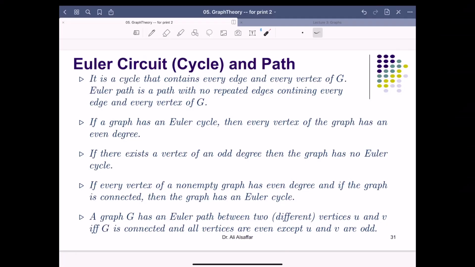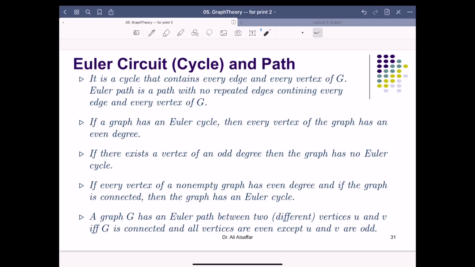Our next topic is Euler circuit or cycle and path. So what is an Euler cycle? It is a cycle that contains every edge and every vertex of G. Now, what is an Euler path? An Euler path is a path with no repeated edges, but it is possible to have repeated vertices, containing every edge and every vertex of G.